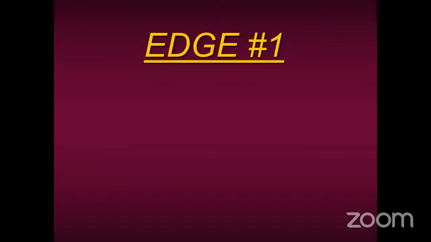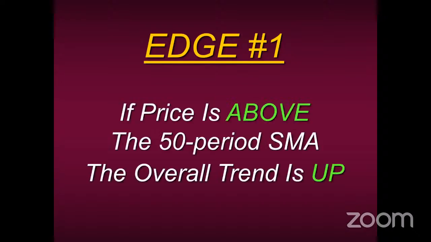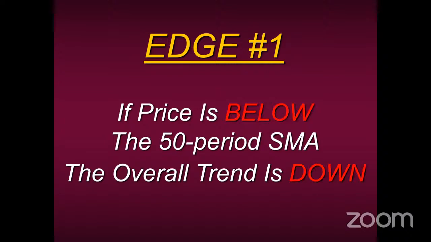So edge number one: if price is above the 50-period simple moving average, the overall trend is up. That's it. You don't need to look at two different time frames. You don't need to look at support and resistance. You don't need to look at patterns, higher highs, higher lows. That's it. If price is above the 50, the overall trend is up. And conversely, if price is below the 50-period moving average, the overall trend is down.